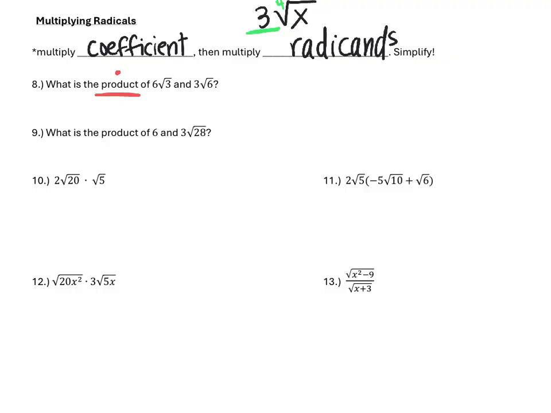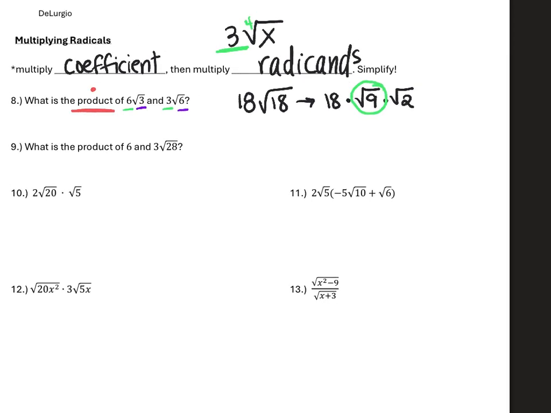So we're going to multiply the coefficients. 6 times 3. This goes on the outside because it's a coefficient. And then we multiply the radicands. Square root 18. And then we ask ourselves, can we simplify our radicand? Does 18 have any perfect square factors? Good. So this becomes coefficient of 18 times square root of 9 times square root of 2. And then we simplify. Square root of 9 is 3. 18 times 3 is 54. And then square root of 2 could not simplify. So this is our answer. Okay?